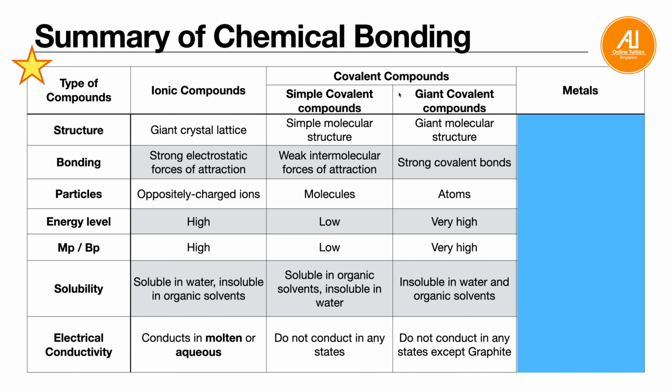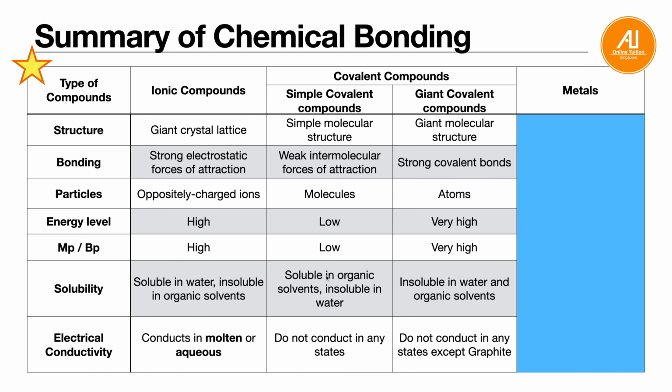So let's do an overview for the covalent compounds. So simple covalent molecules and giant covalent compounds. So the structure, simple molecular structure, but this is giant molecular structure. This is weak intermolecular force of attraction, and it's between the molecules. But for this, it is strong covalent bonds between the atoms. So the melting and boiling point, this is low, but for giant covalent compounds like diamond, it's very high.